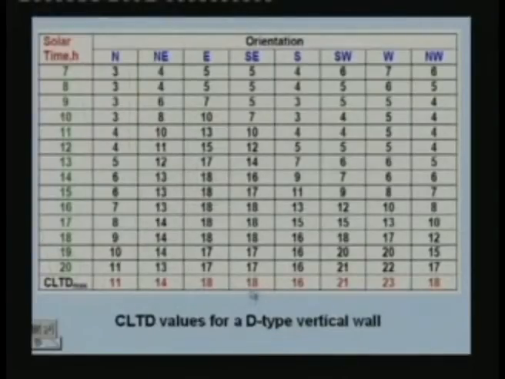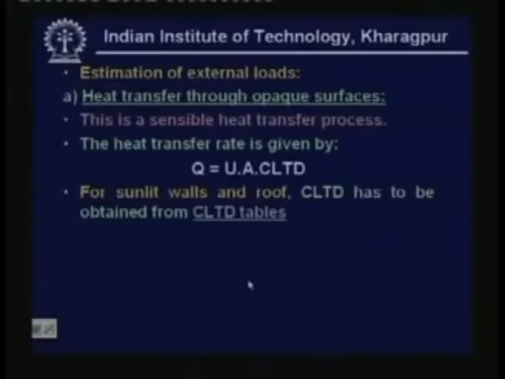So generally you have to prepare some kind of a spreadsheet, okay, and calculate for the east facing wall at 8 a.m., 9 a.m., 10 a.m., what is the heat transfer rate, for the west facing wall what is the heat transfer rate at different times, add up and see what is the maximum heat transfer rate, and that is taken as the design cooling load on the building through the walls, okay. So these CLTD values and CLTD tables have to be used for all sunlit walls and roof.